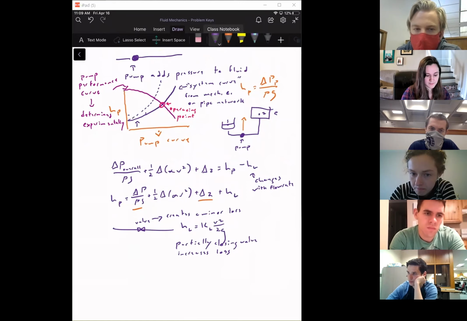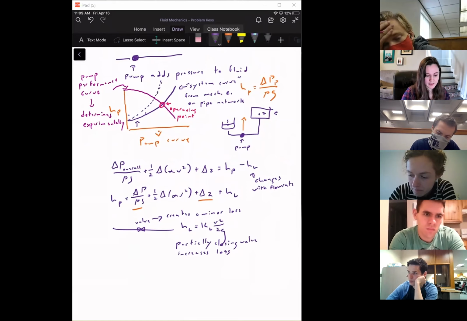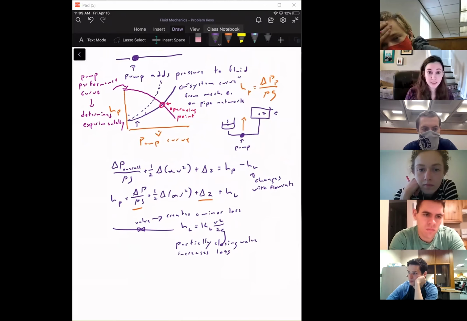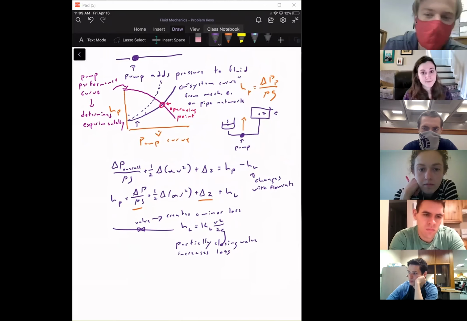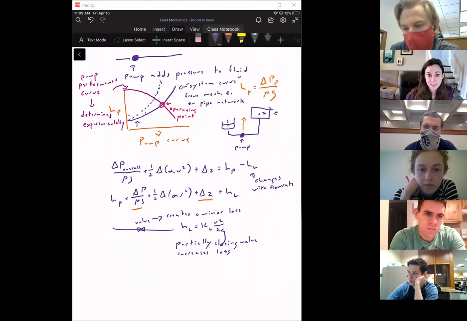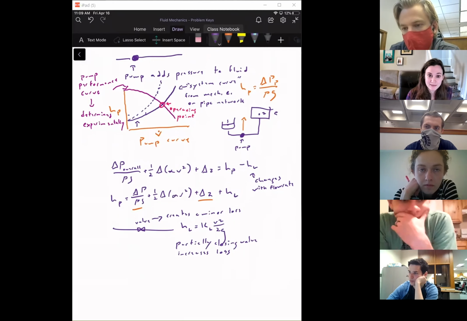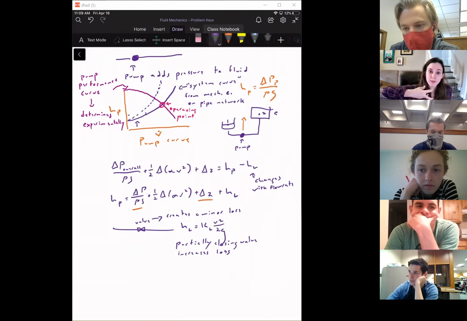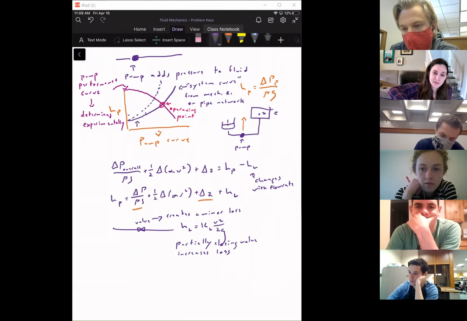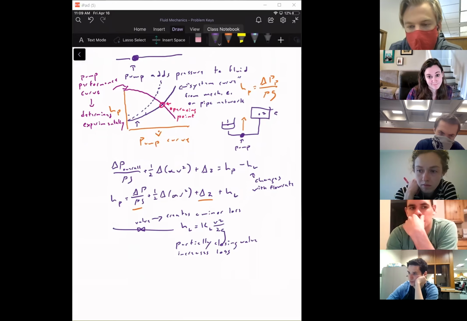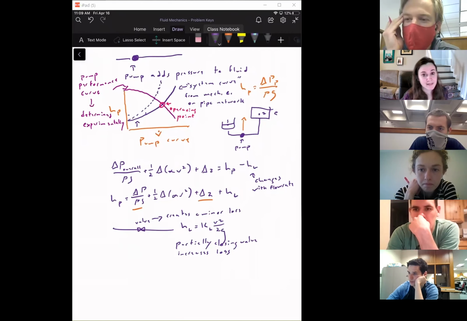Partially closing the valve will increase the loss you get at any flow rate, which will make the curve look like this, and then the operating point will shift over to the left, and you'll get less flow rate. So what people do a lot of times is they put valves in their pipeline, and they want a valve that has as little loss as possible when it's totally open, and then they can close it in order to control what the flow rate actually is. And so they can just tweak how much they close it until they get the flow rate they want.